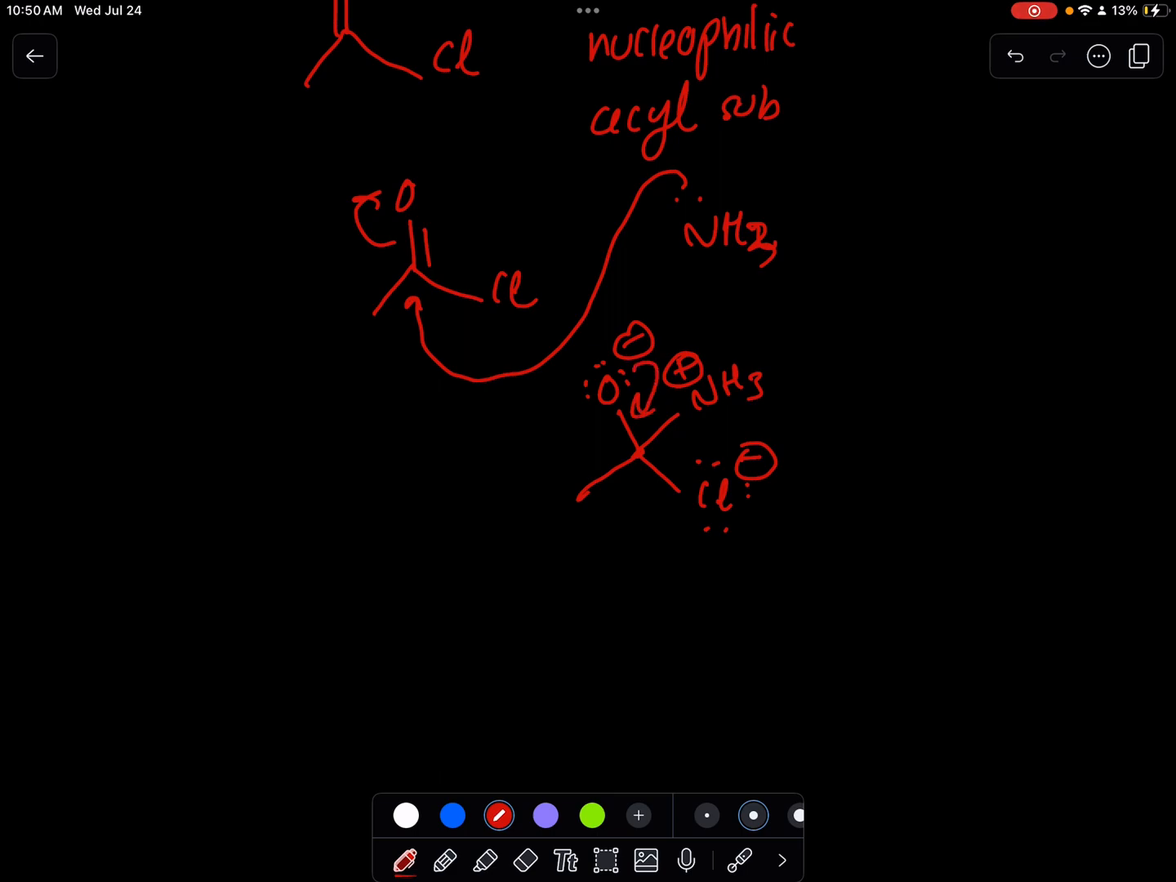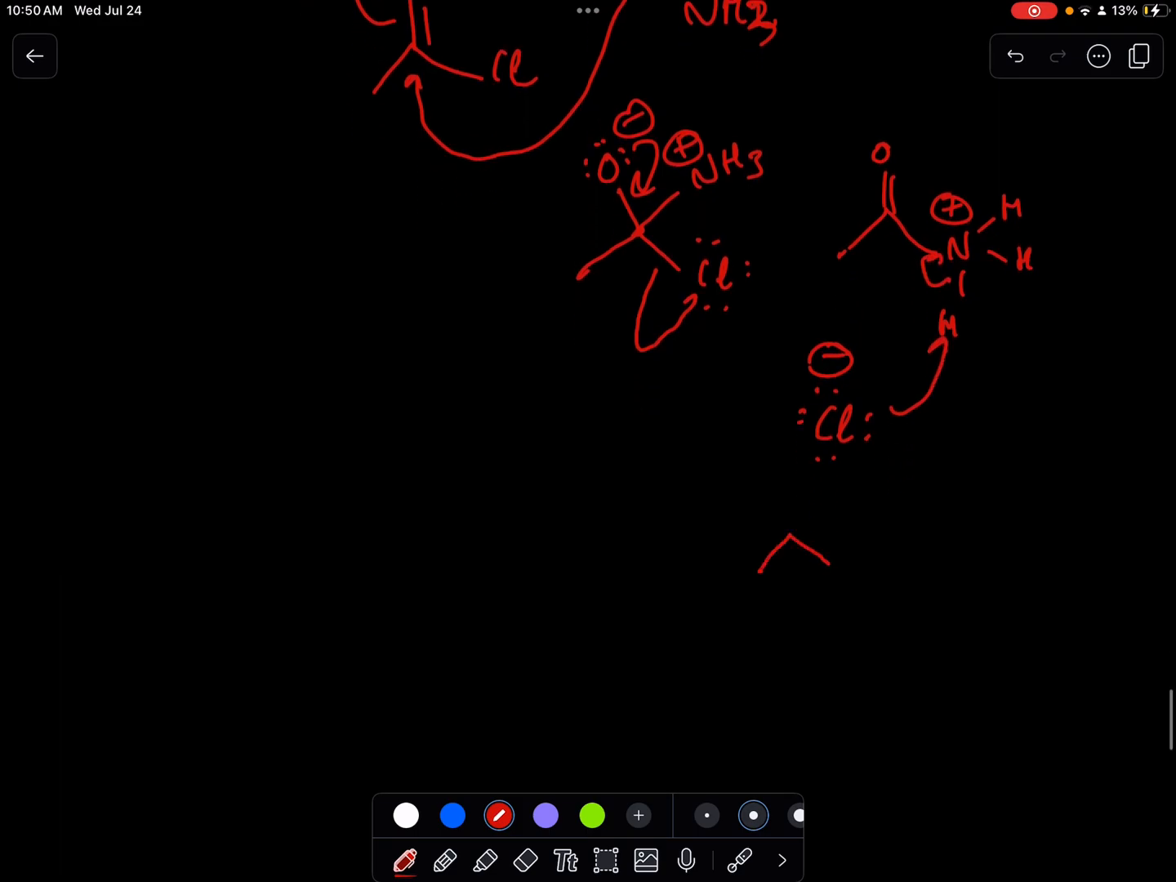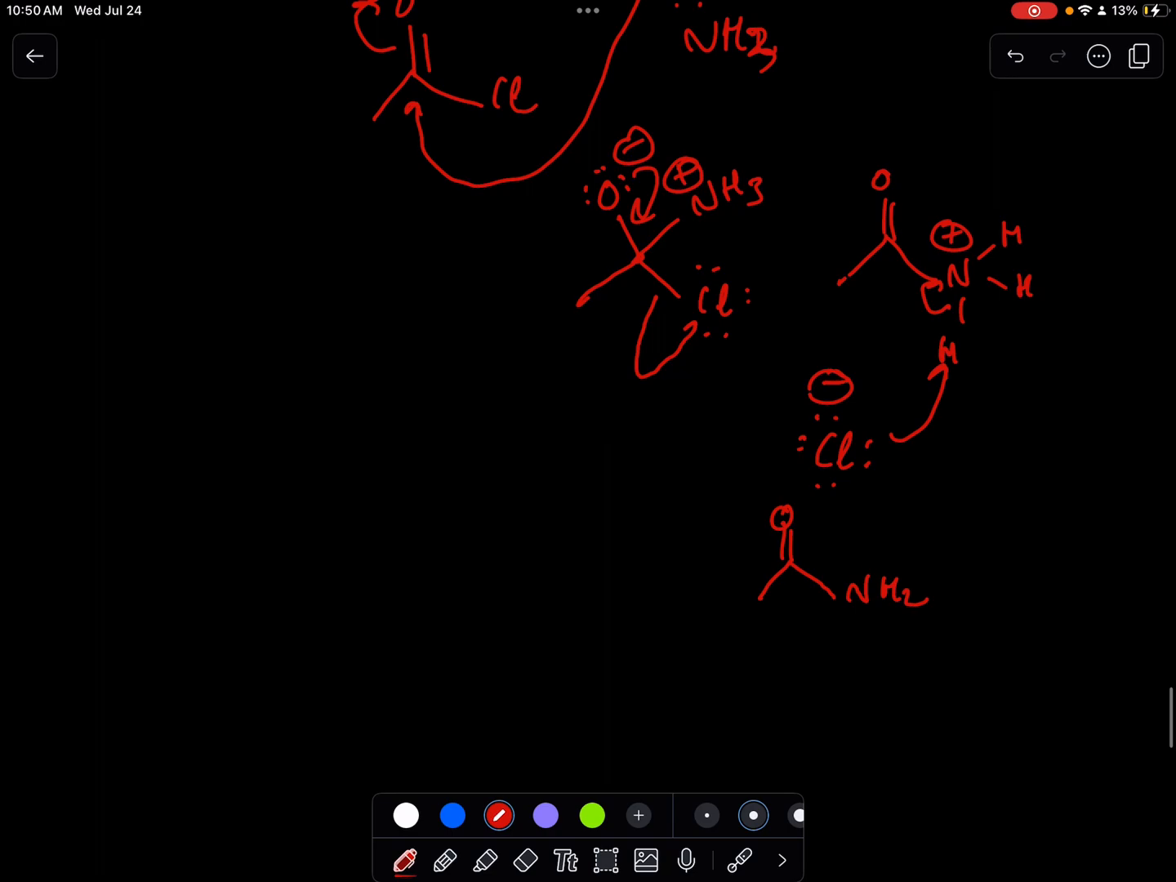Get the formation of the bond. The double bond forms again and kicks off the Cl. That should not say Cl minus, it will just be a Cl. It'll become a Cl minus once it goes into solution. Now, that Cl minus there can go and grab the proton from here, and we get our amide. That's an example of a nucleophilic acyl substitution.